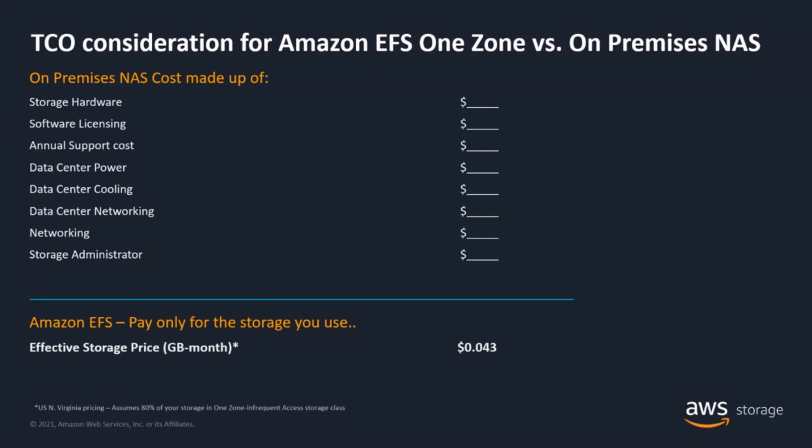Updating software, especially storage software, is labor intensive and requires specialized skills. So compare all of this to the effective storage price of 4.3 cents per gigabyte month that you can achieve using Amazon EFS One Zone Storage with just a couple of clicks. It really is a no-brainer.